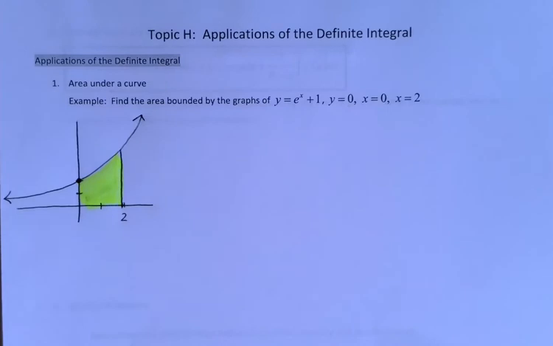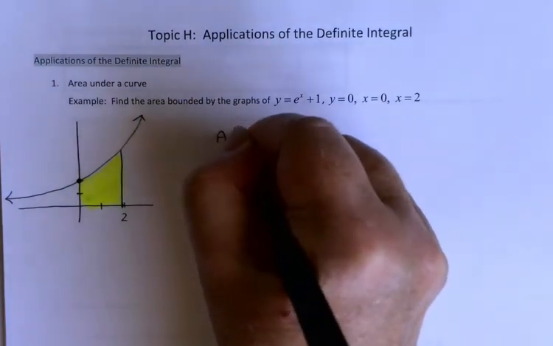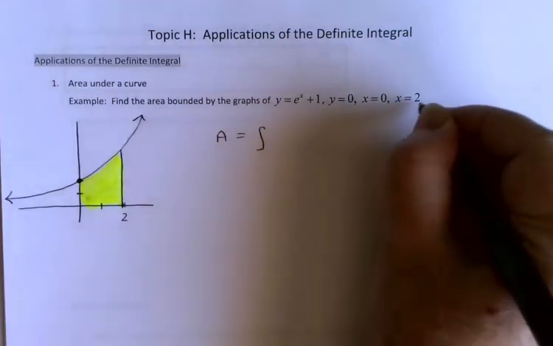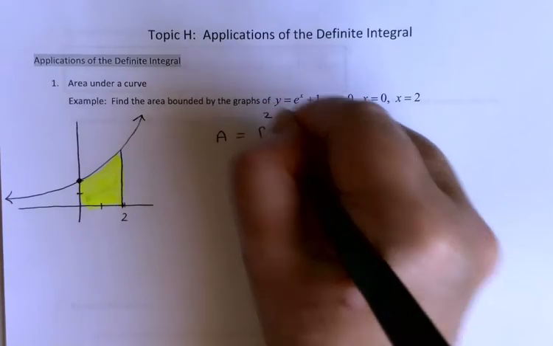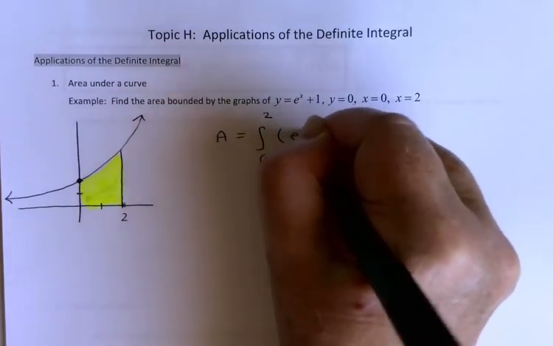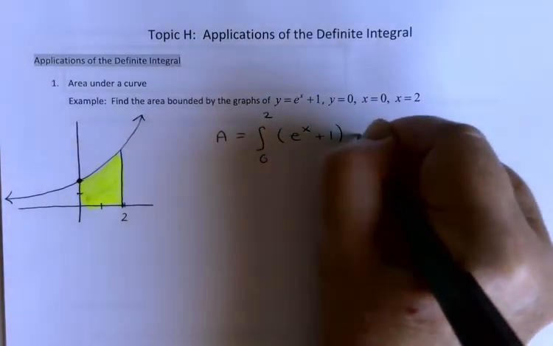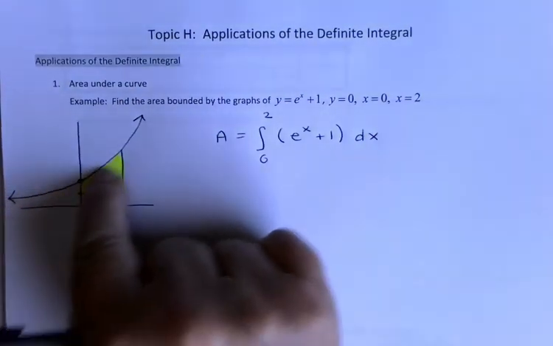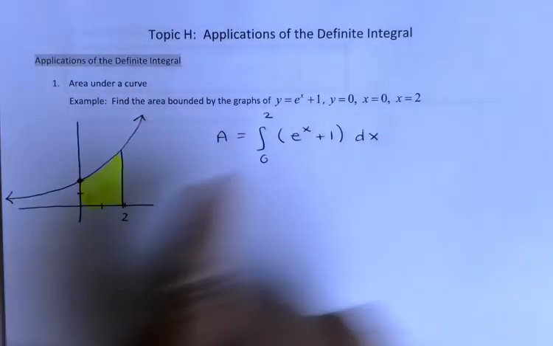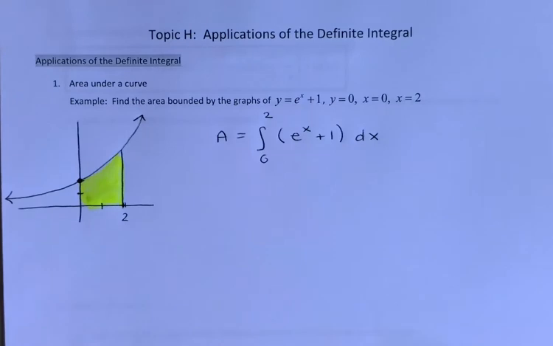Again, nothing really new here. We developed the integral as the area under the curve, so you're very familiar with this. We'd simply take the integral from 0 to 2 of the function e to the x plus 1 dx. E to the x plus 1 provides the height. The dx would be the base, and that base times height gives us our area.